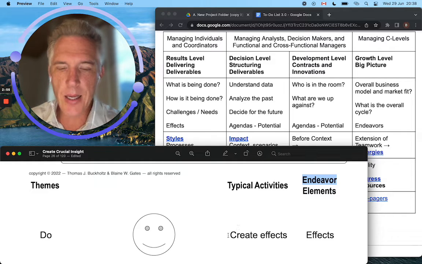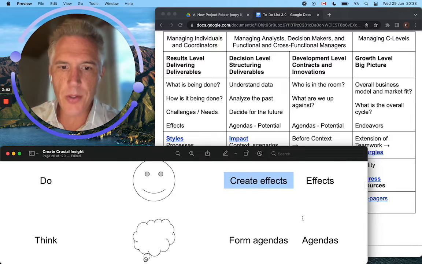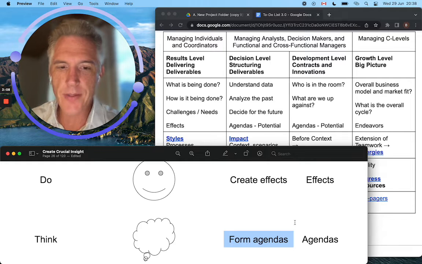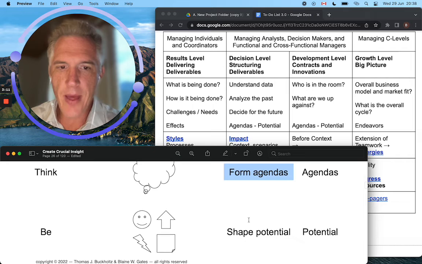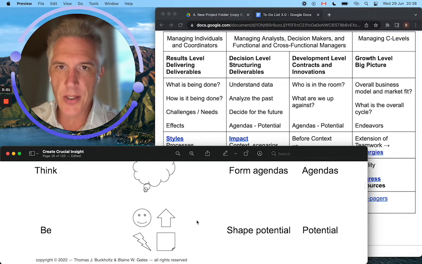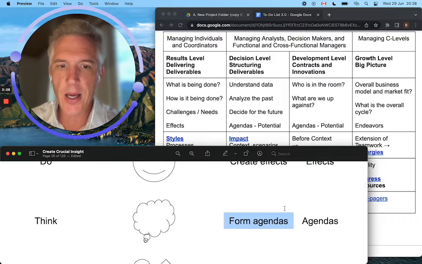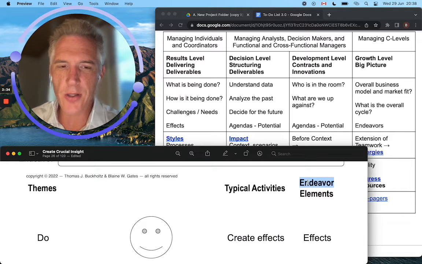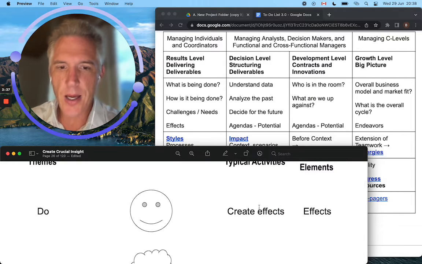But number one is that all endeavors will create some kind of effect. Number two, in order to create that effect, you're going to have to form some kind of agenda. You have to have some kind of plan. And number three, that plan is going to be based on using potential. And when you create those effects, it actually will shape the potential. So it's a process of shaping potential within the scope of a plan in order to achieve some kind of result. Now, you can see why endeavor is such a difficult thing to conceptualize, because these are really, really big ideas, creating effects. Well, what does that mean?